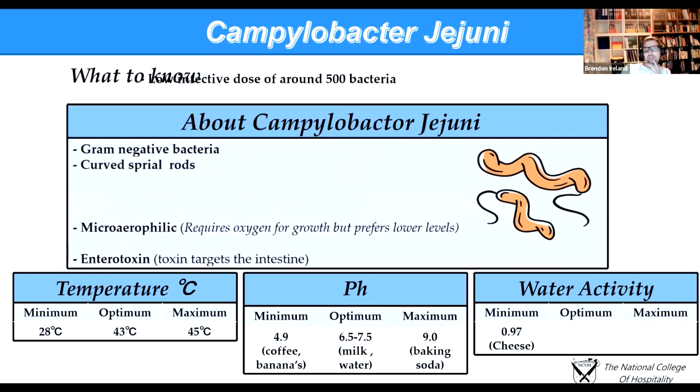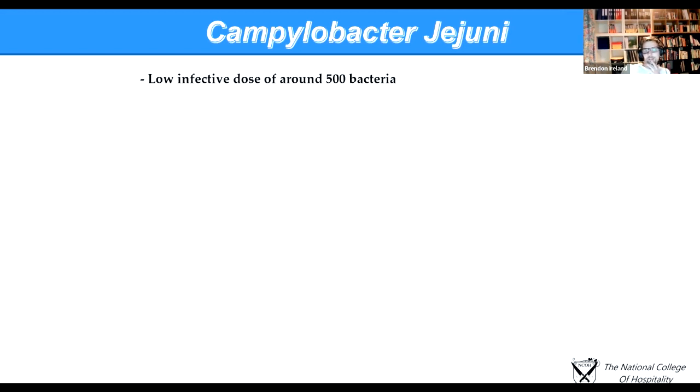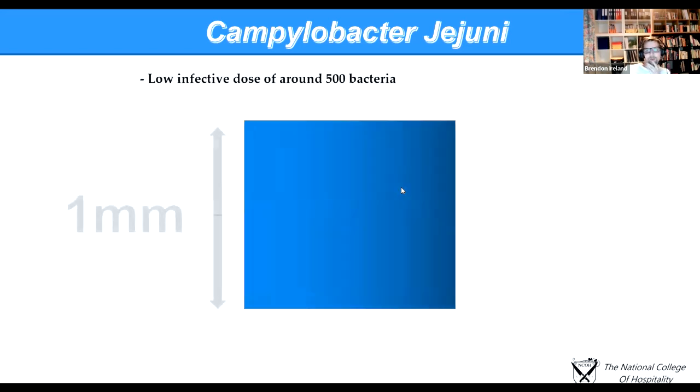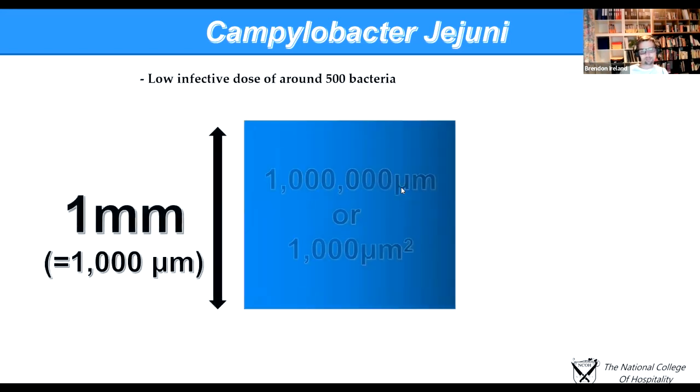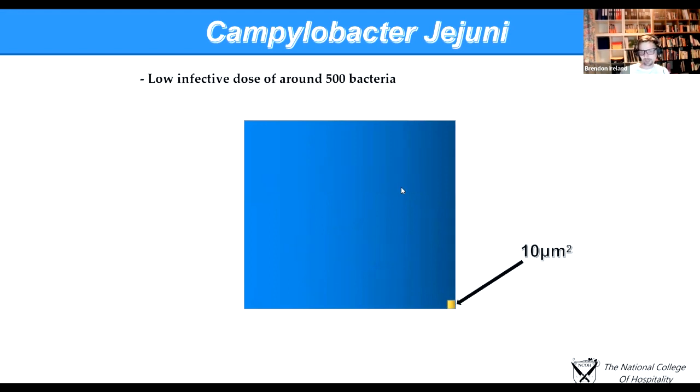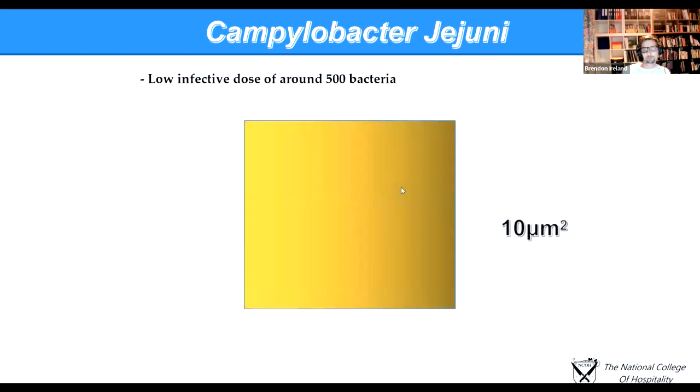Taking this low infective dose of around 500 bacteria, to understand the scale of this, there we are. I have put this as a 1 millimeter square, which is essentially 1 million square microns, or 1,000 microns squared. Now we've got this little yellow square here. This is going to be a 10 micron square to give us a bit of a reference of how many bacteria can be in such a small space.